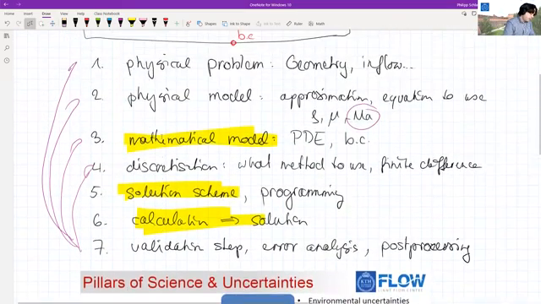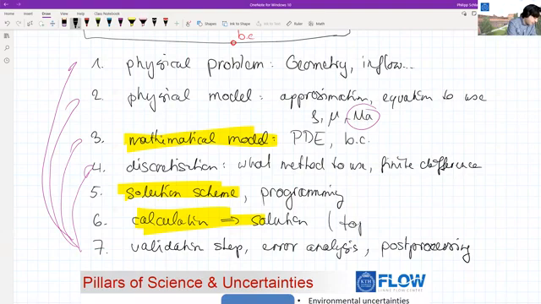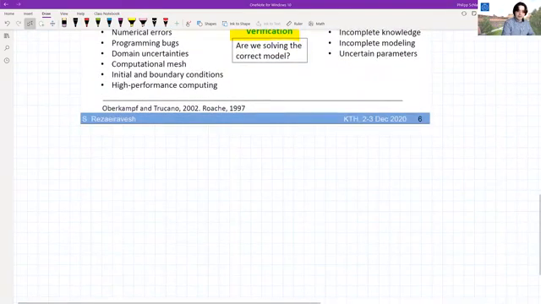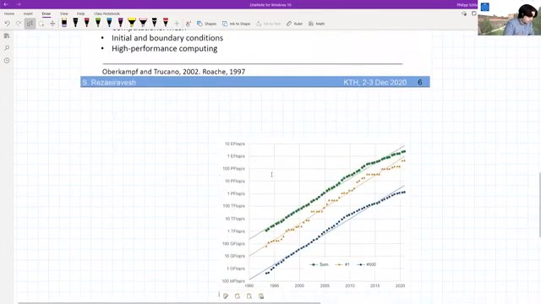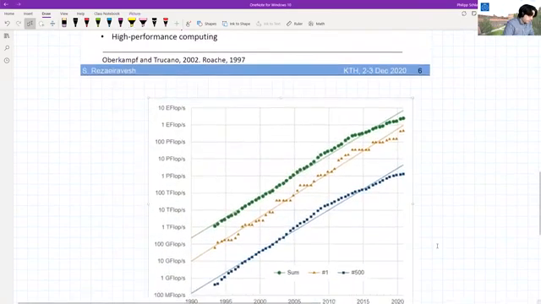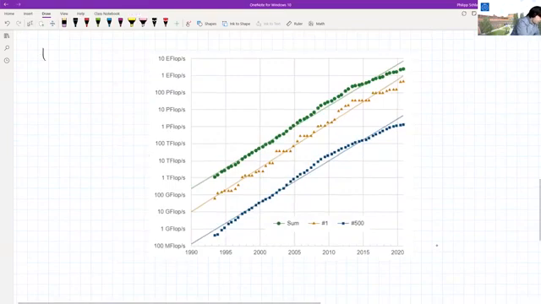Another aspect that I would very briefly like to mention is the aspect of calculating the solution. So step number 6, and I would like to mention what I call here the top 500. That is a list that is available on the internet, and I will just copy it here as well, so that you can see that. So this diagram is the so-called top 500 list.